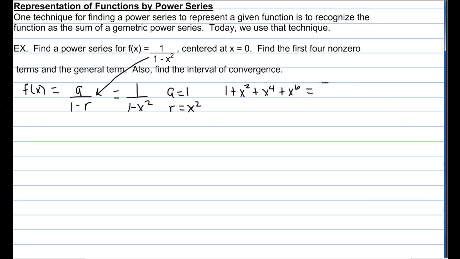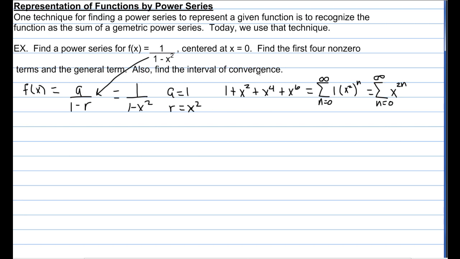If we went out to infinity, we'd have the sum from n equals 0 to infinity of, let's say, a is 1, so 1 times r to the n, and our r is x squared, raised to the nth power. We can simplify this a little bit since our a is 1, we don't really need that. So we have x to the 2n. If you have a power to a power, you can multiply the powers.